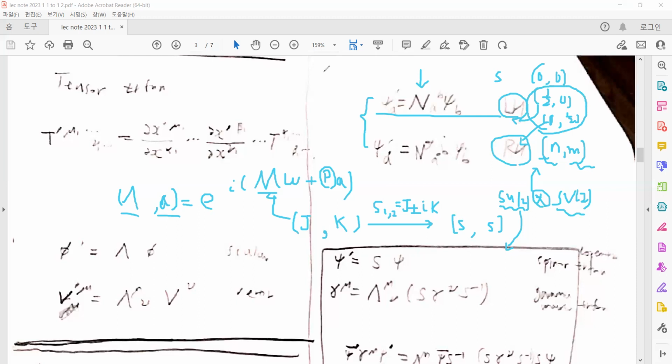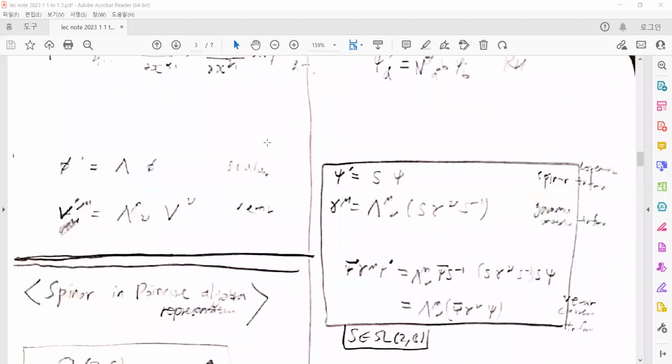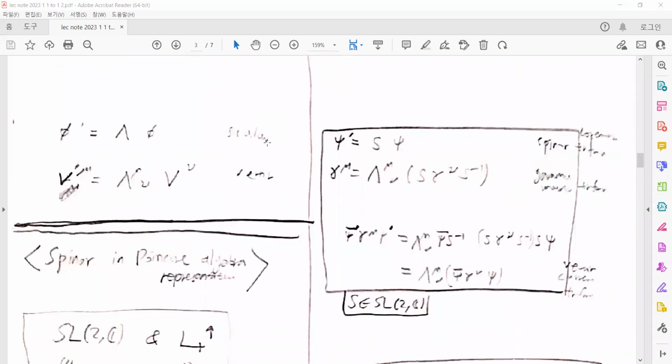And I want to focus on how the spinor transforms under the Lorentz transformation. First of all, if we start, there is the transformation matrix of the spinors, S, and actually this can be expanded like that, in terms of the gamma matrix. There's a gamma matrix, gamma mu.